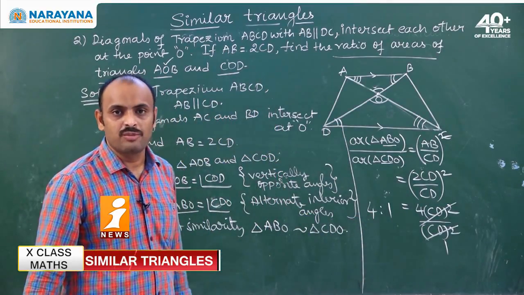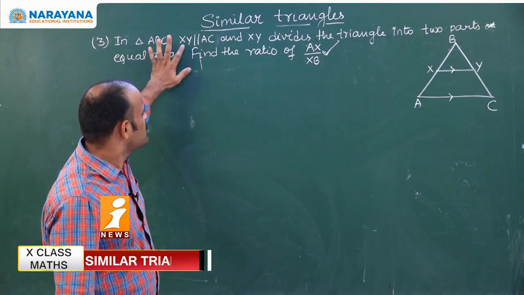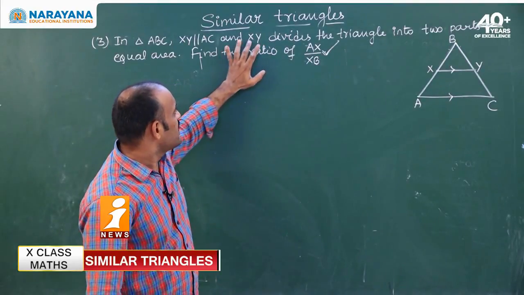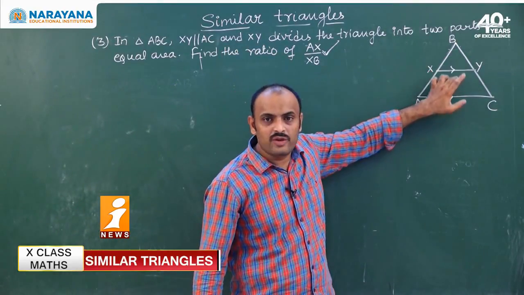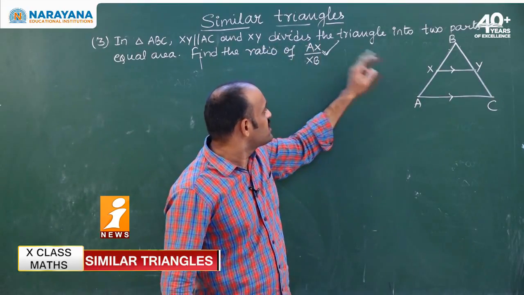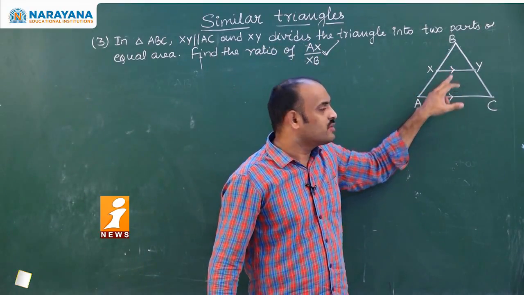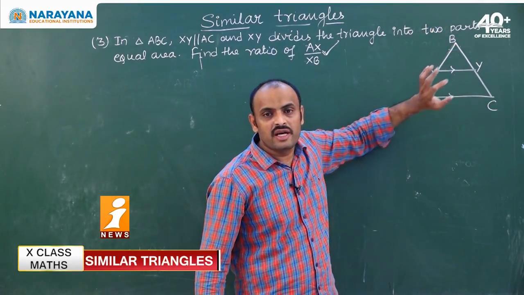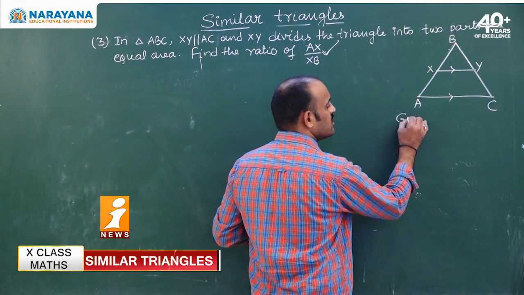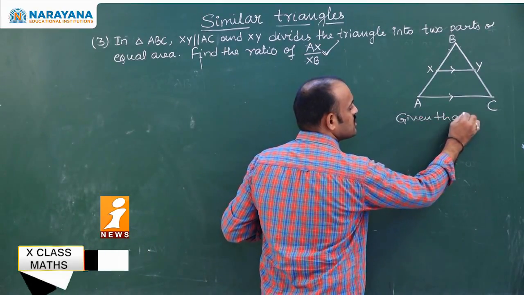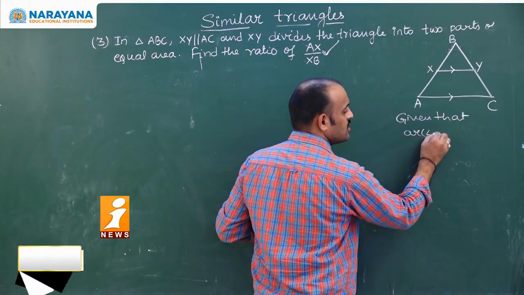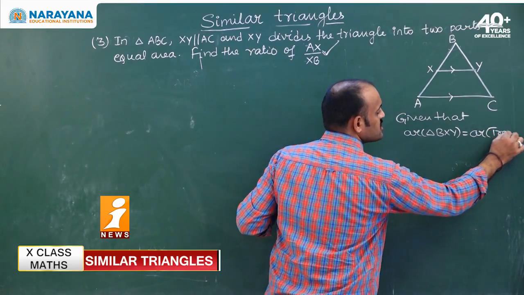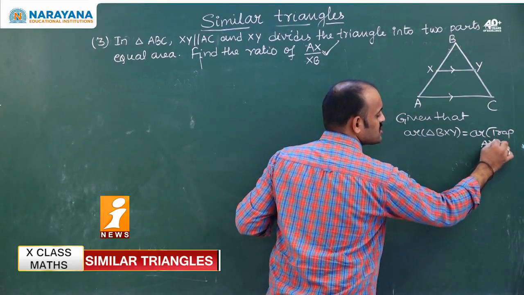Let's see one more example. Third example, in triangle ABC, XY is parallel to AC, and XY divides the triangle into two equal areas. That means the upper part area and the lower part area are equal. Given that area of triangle BXY is equal to area of trapezium AXYC.